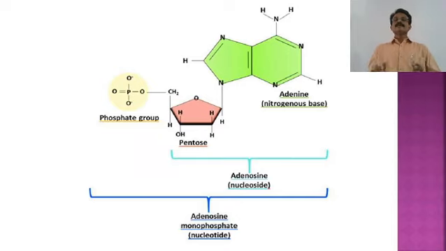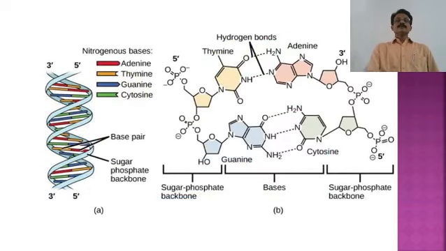So nucleotide is the monomer of DNA. When we consider DNA as a polymer, this is the monomer, and thousands of these nucleotides join together to form DNA as a polymer. Here you can see the double helix structure, two helices coiled around one another.